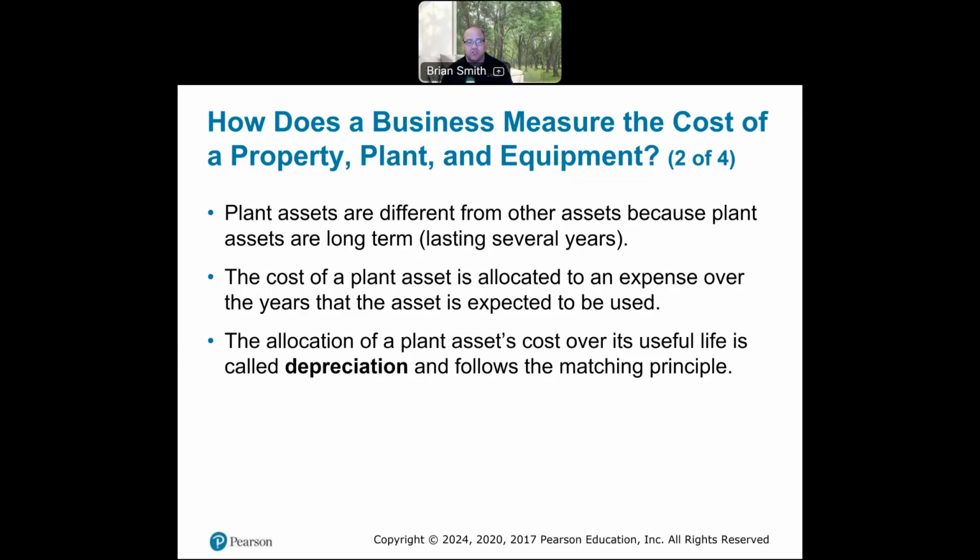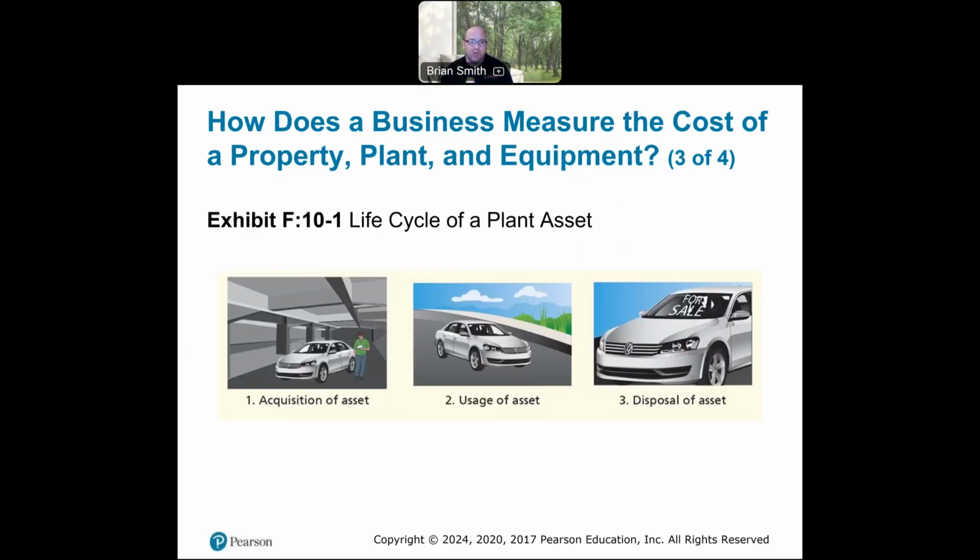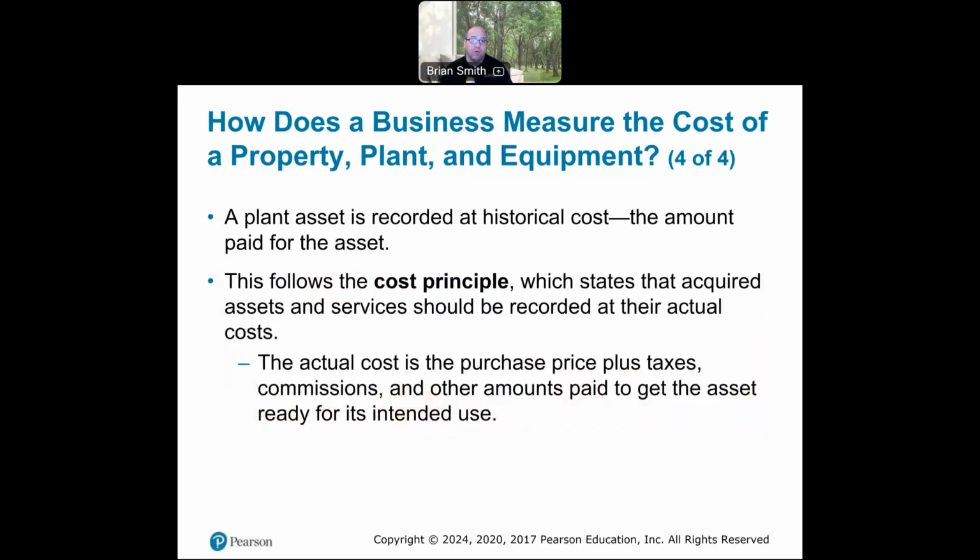That's what depreciation ultimately is doing: breaking up whatever we paid for the asset in order to allocate those costs. And here's an example. You buy the asset, we use the asset, we dispose of the asset. We could sell the asset, or we could just drive it over to the junk heap and leave it parked there. Bottom line is, one way or another, we're not keeping assets forever unless it's land.